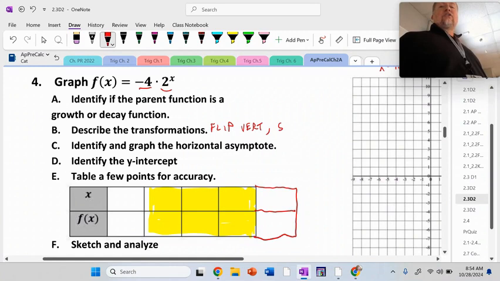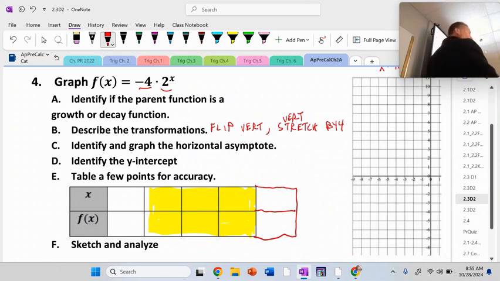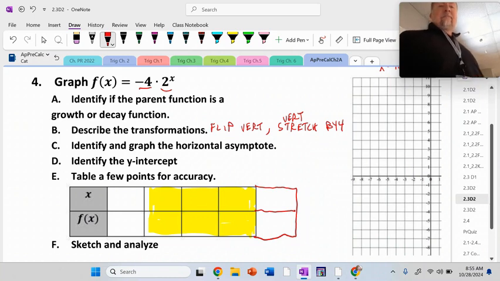And then stretch vertically, a vertical stretch by 4. Probably going to ignore these on the rest of them. Maybe I'll verbalize them. You could say vertical dilation by 4, and the number 4 is by default the stretch when it's greater than 1. Okay, but that's fine.